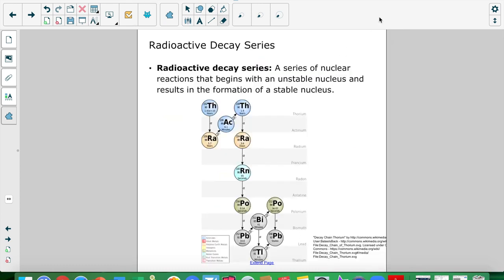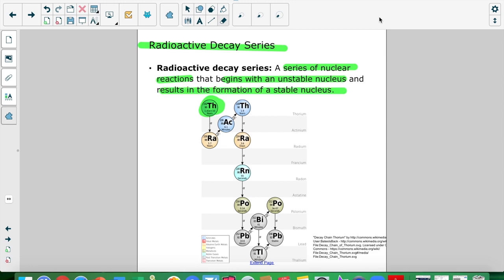Often when we have radioactive decay, it just doesn't happen within one nuclear reaction. It actually happens like a chain reaction. And this is what we call the radioactive decay series. The radioactive decay series is a series of nuclear reactions that begins with an unstable nucleus, in this case it begins over here, and results in the formation of a stable nucleus.